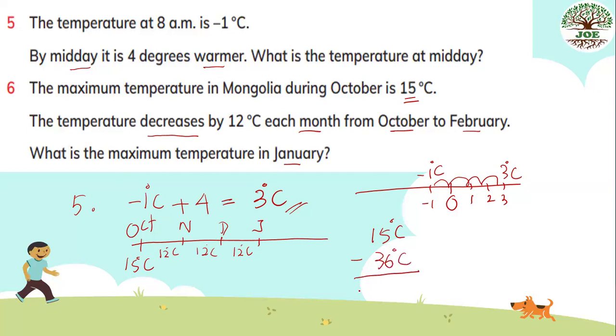The answer is negative 21 degrees Celsius. We subtract the larger, 36, from 15. The answer is negative 21 degrees Celsius in January.